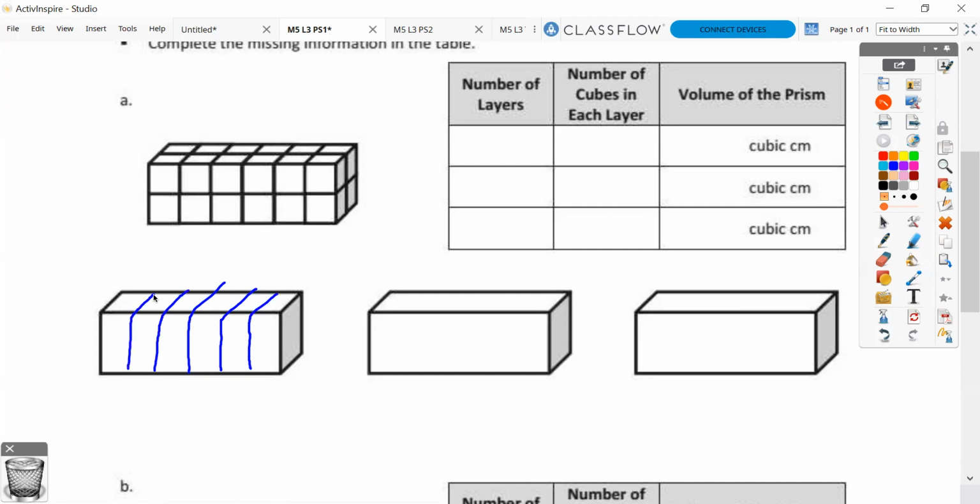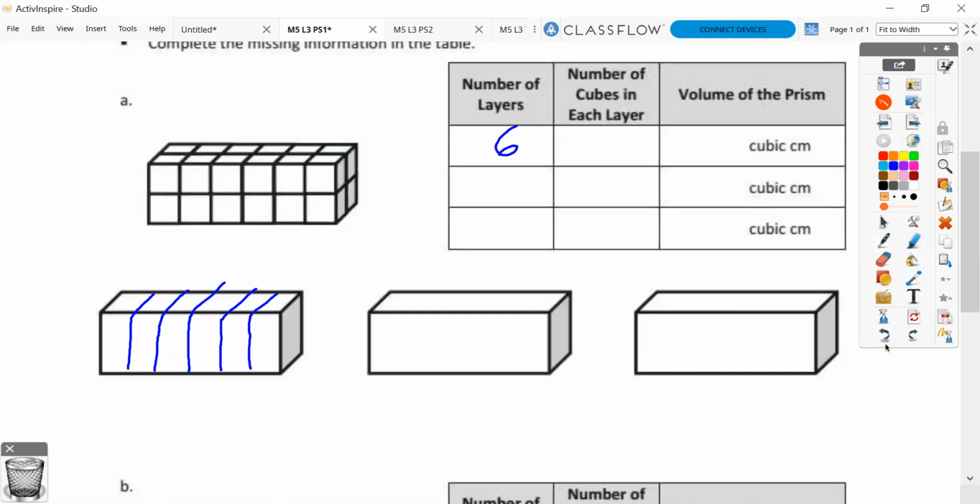Okay, perfect. So now I've got my layers, and you can see I kind of angled them to keep the 3D shape, not just straight lines, right? And so I know that there's 6 layers, but how many were in each layer? Well, if I look just at that one layer, remember, we're not counting faces of the cubes. We're just counting cubes. So this is 1 cube, 2 cube, 3 cube, 4 cube.